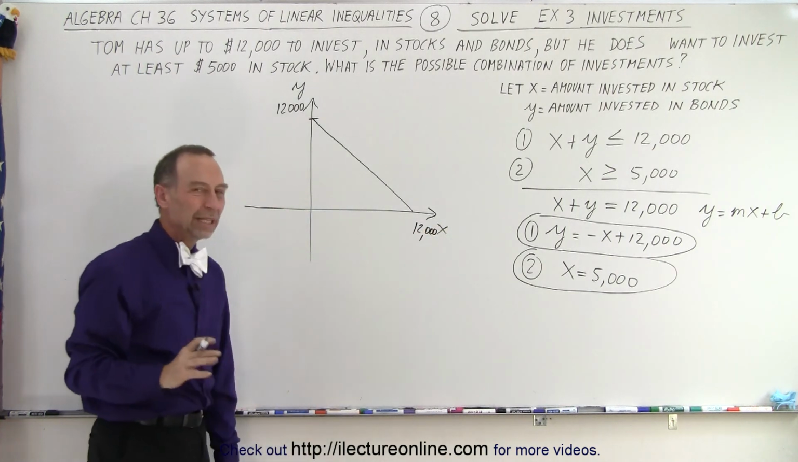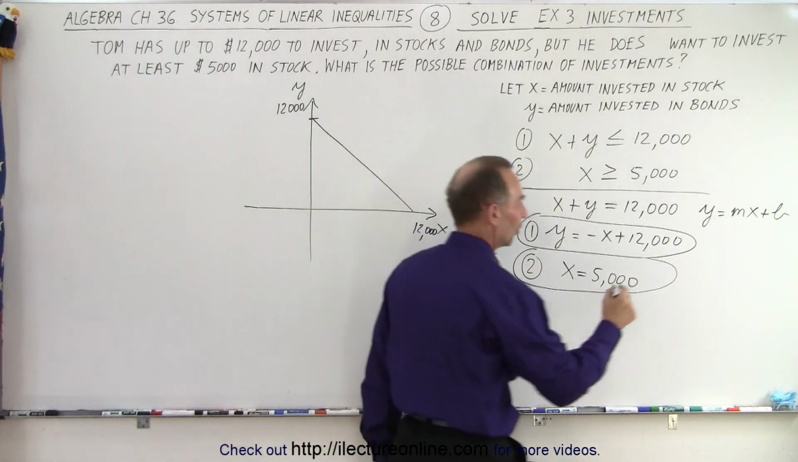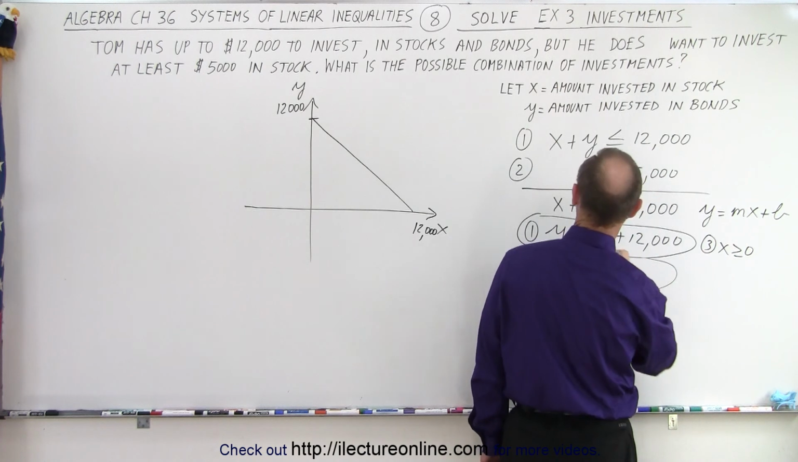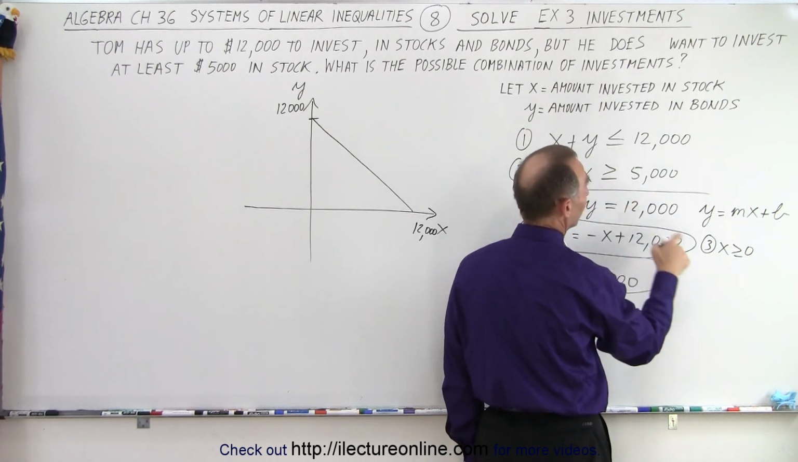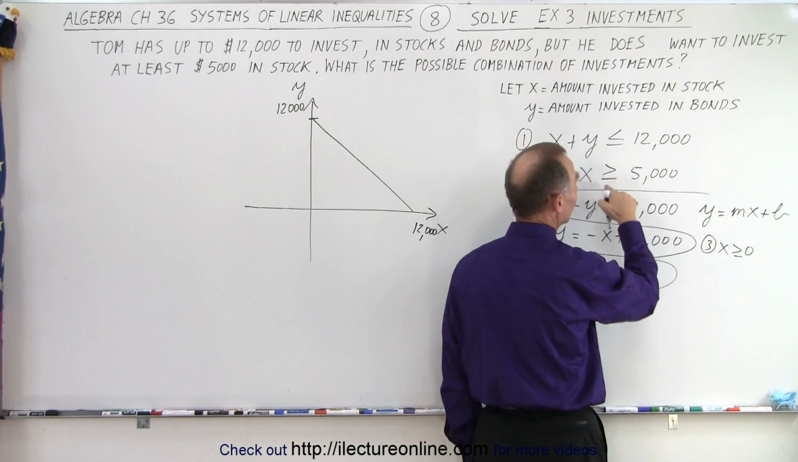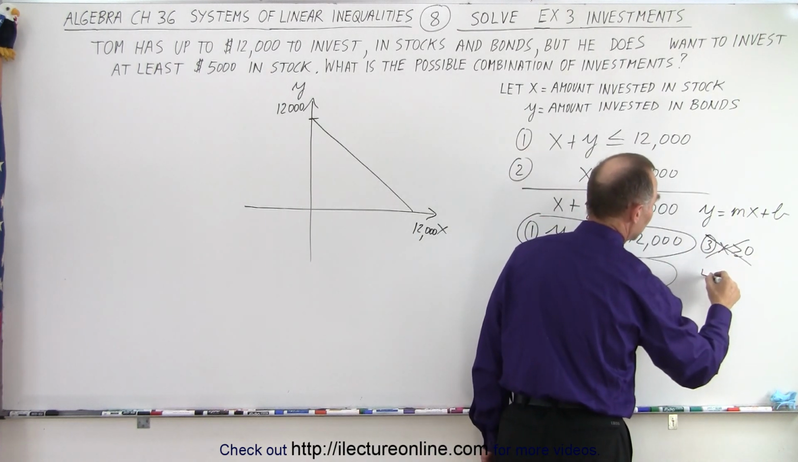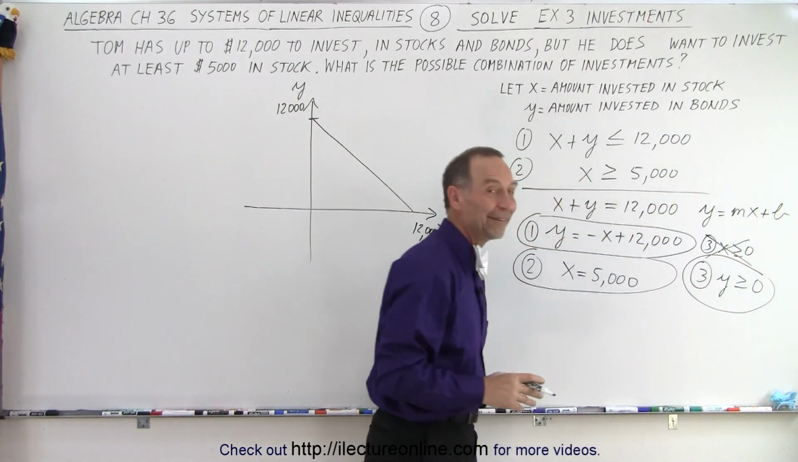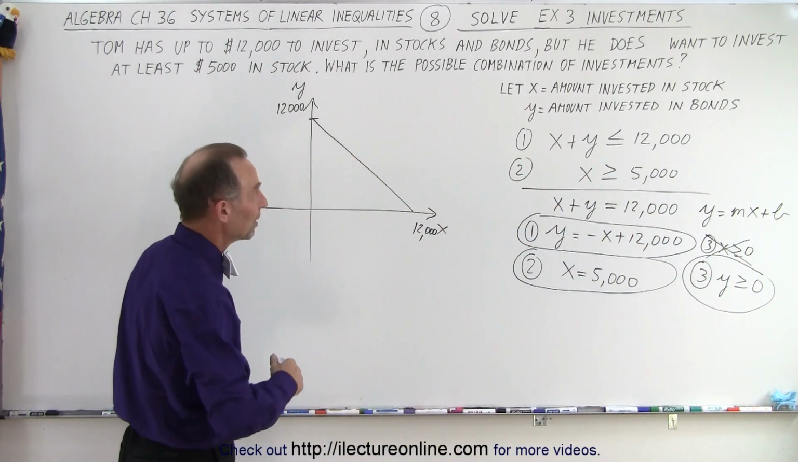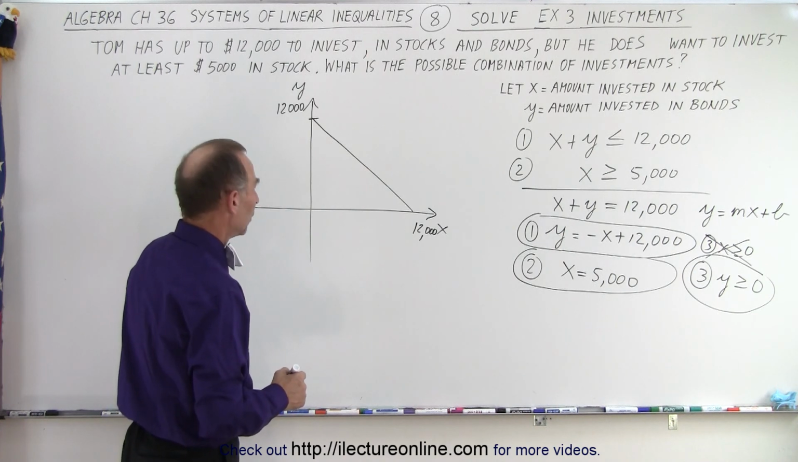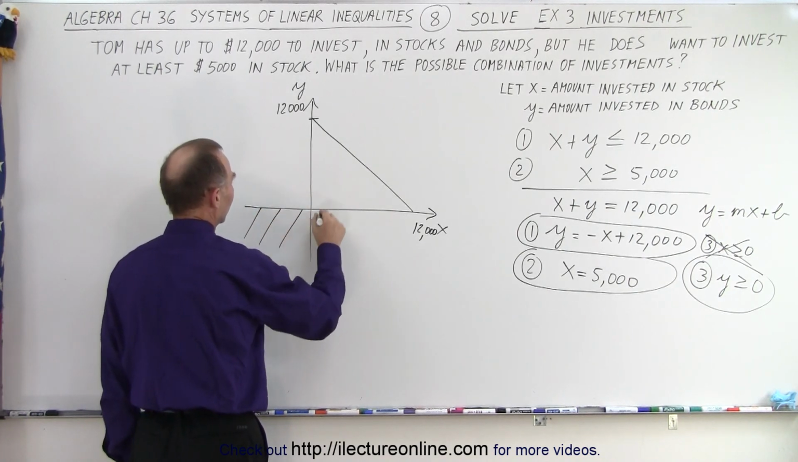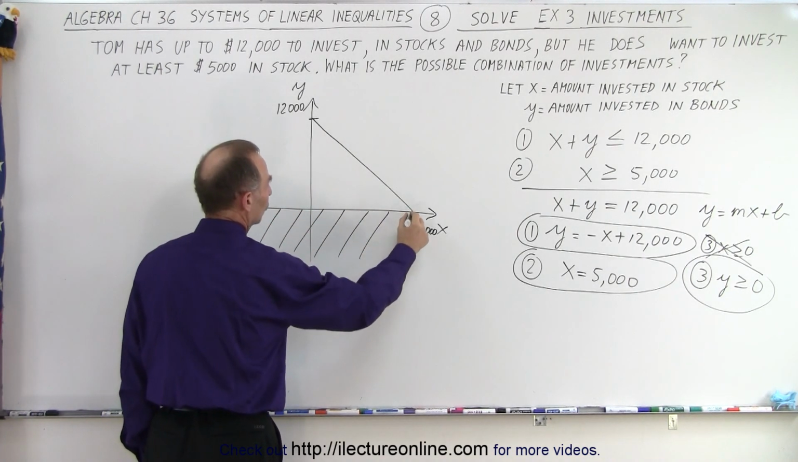Now, of course, we need to keep some reality checks in there because we know that x must be greater than or equal to 0. Can it be equal to 0? No, it cannot, because there's no restriction there except that it must be greater than or equal to 5,000. So we don't need this one, but we do need, I'll make this number 3, this restriction that y must be greater than or equal to 0, because we cannot have a negative investment in y, which will be in bonds. Which means that anything below the x-axis is not going to be part of the solution.